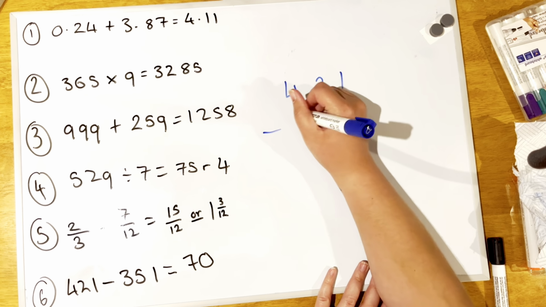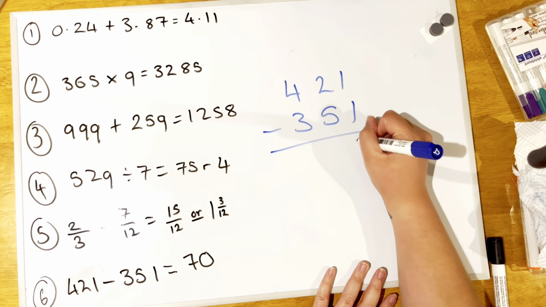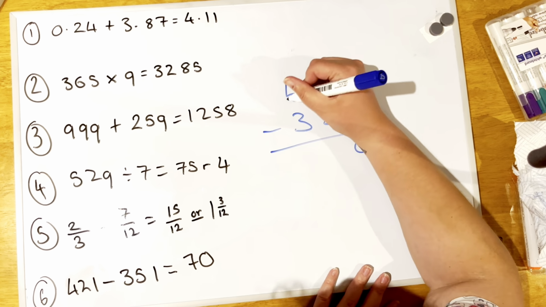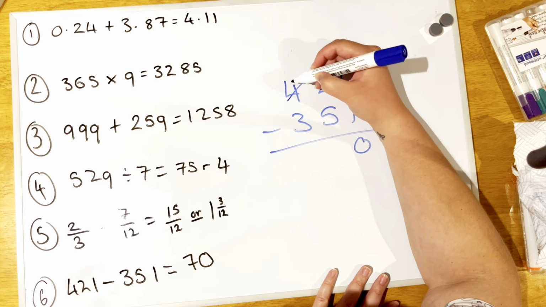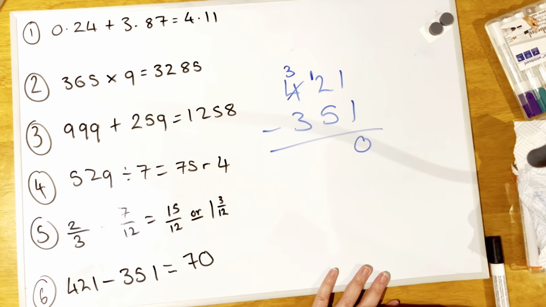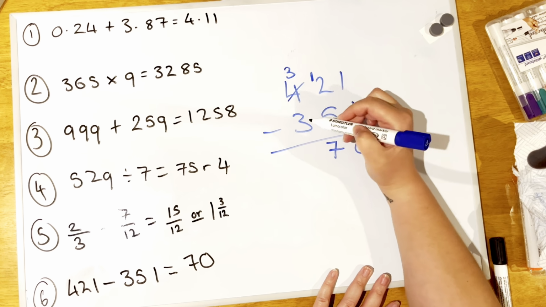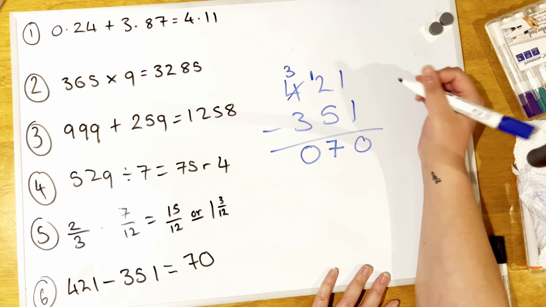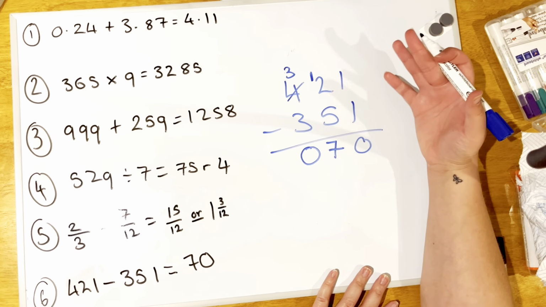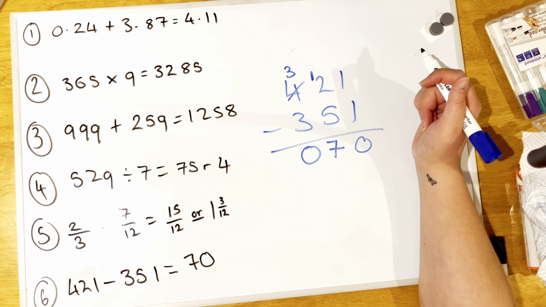And our last question then. So we have 421 take away 351, column subtraction. 1 take away 1 is 0. 2 take away 5, or 20 take away 50 we can't do. We need to borrow from here. So our 400 becomes 300. And this is now 120 take away 50, which is 70. And then 300 take away 300 is 0. So our answer is 70. How did you get on? Did you make any mistakes? Go through them, pause the video and check where you went wrong.